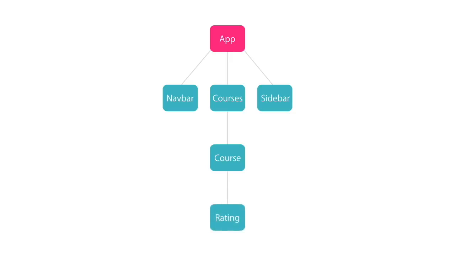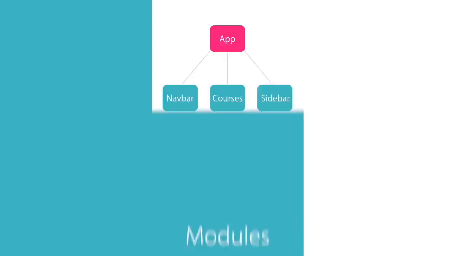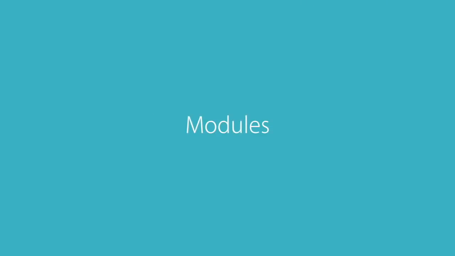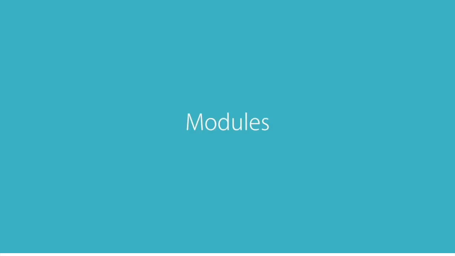Now, in Angular, we also have another concept called modules. A module is a container for a group of related components. Every Angular app has at least one module which we call app module. As your application grows, you may want to break that module into smaller, more maintainable modules.